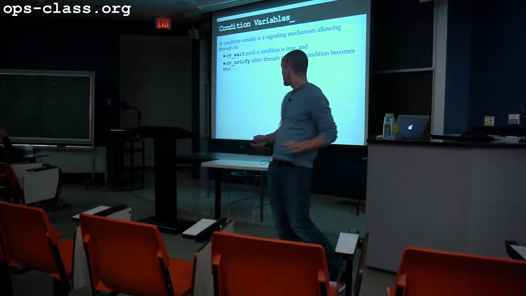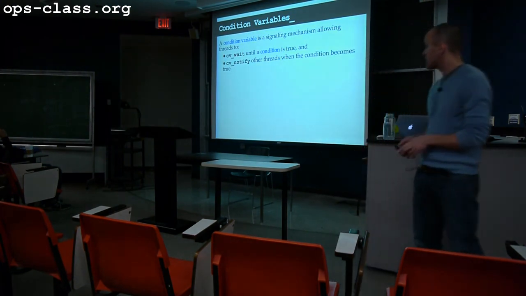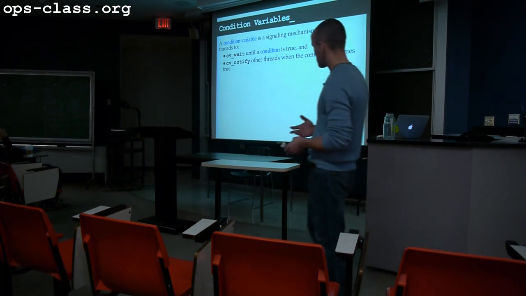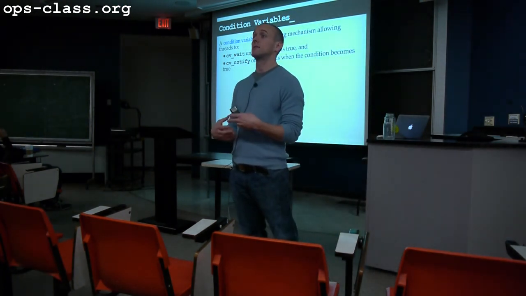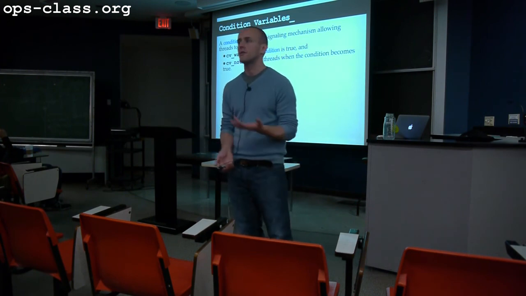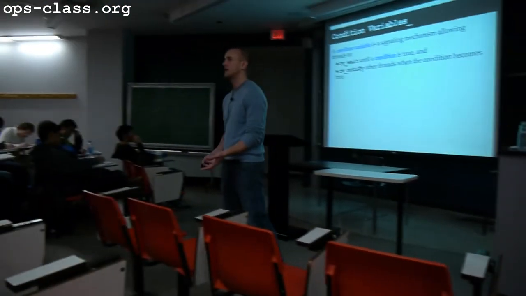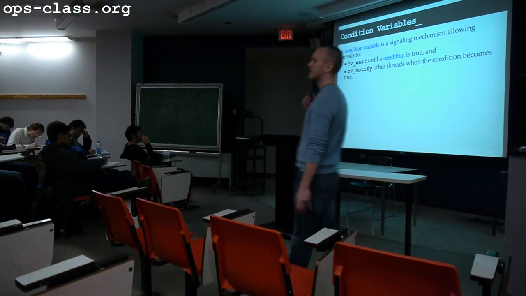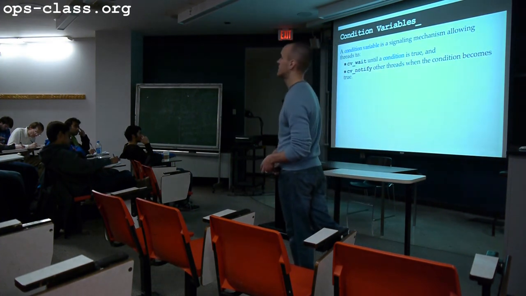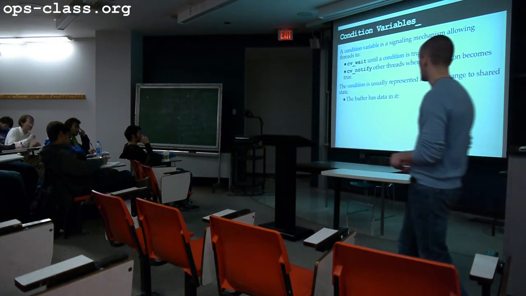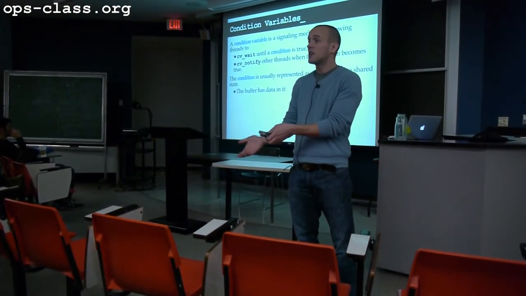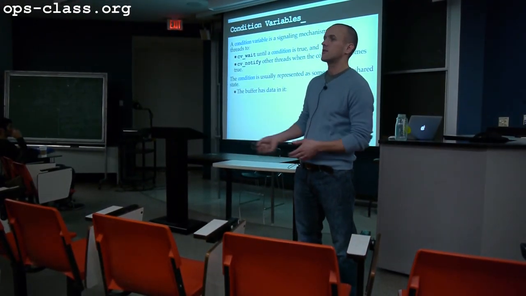So condition variables, you can really think of as a signaling mechanism that allows me to wait until something becomes true or something changes, and to notify other threads when that thing changes. And unlike locks, the thing that's changing is more general than just somebody being in the critical section or not. For example, that condition is usually represented as some change to the shared state that me and another thread are accessing.